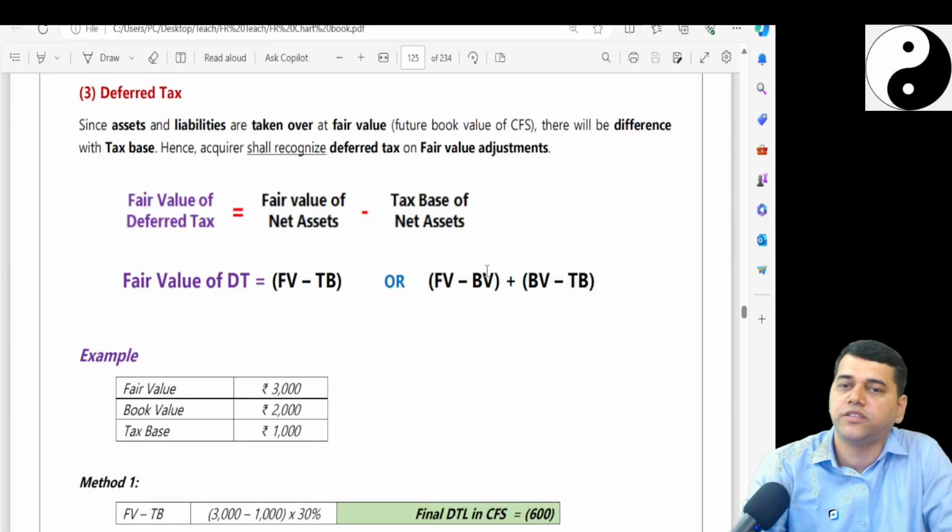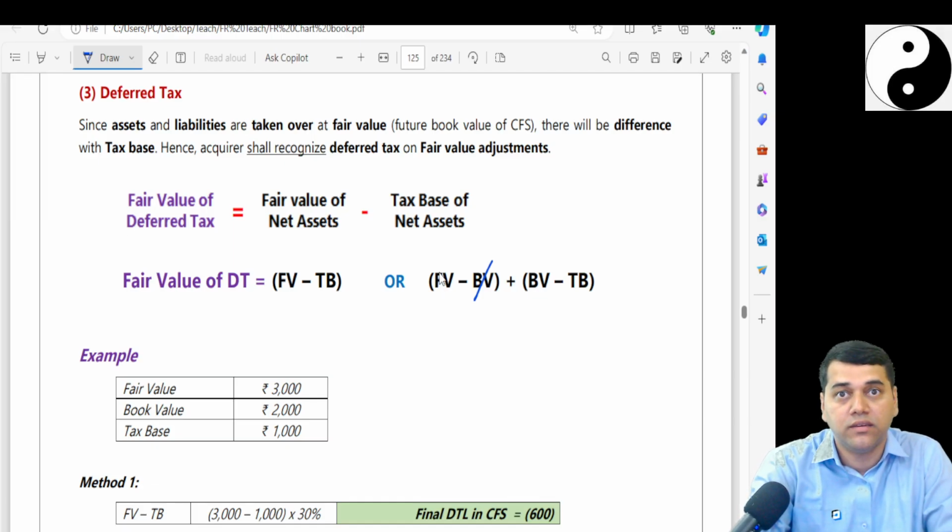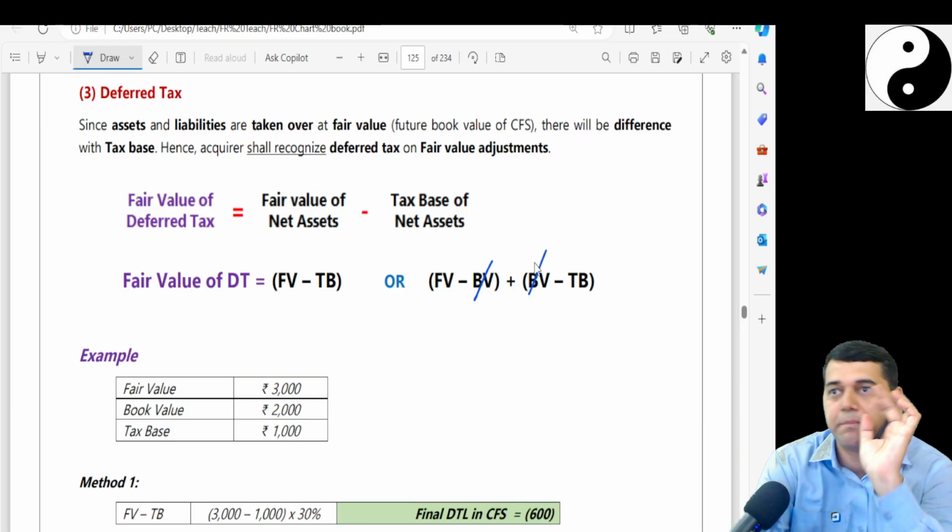Yeah, so this equation is clear. Fair value of the acquiree minus book value of the acquiree, plus book value of the acquiree minus tax base of the acquiree. It should give me the same. I'll prove it to you with one example.